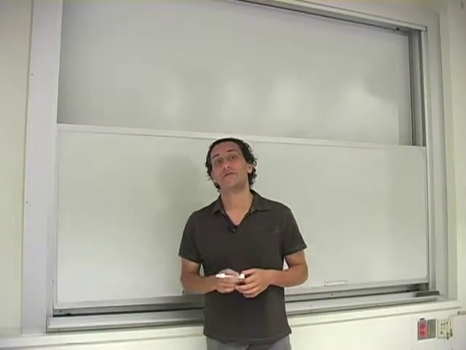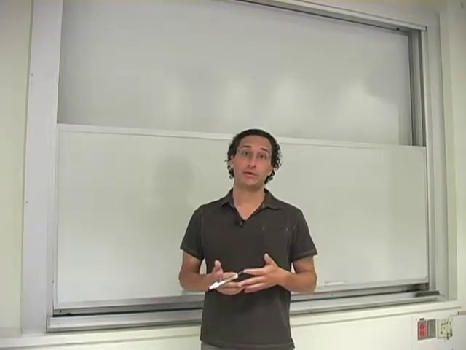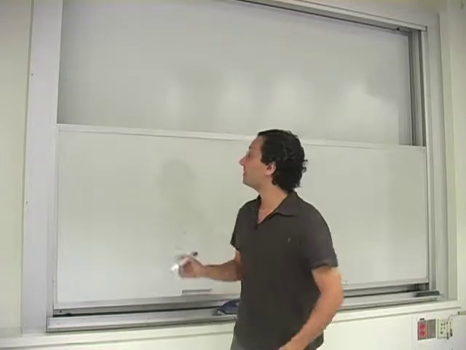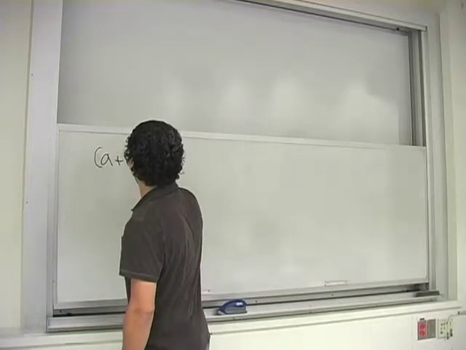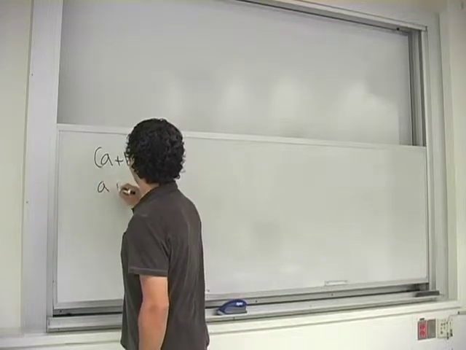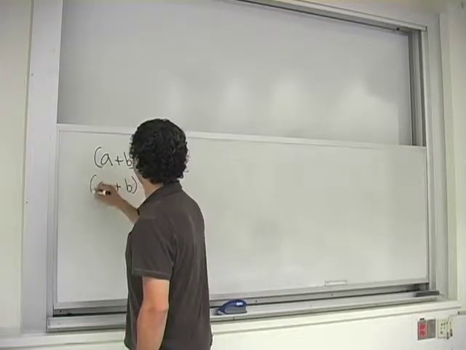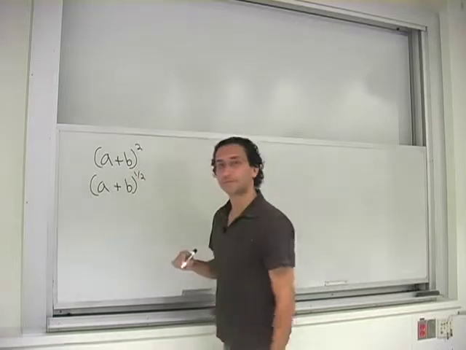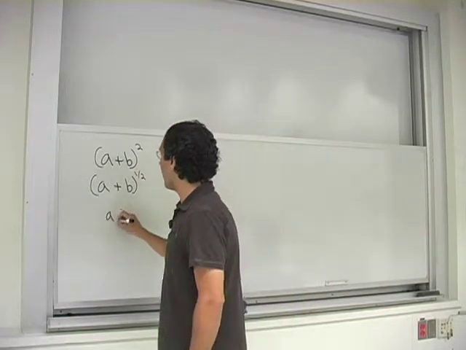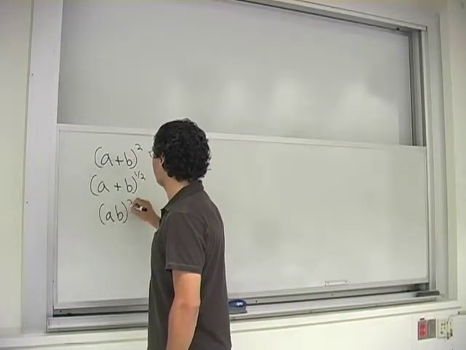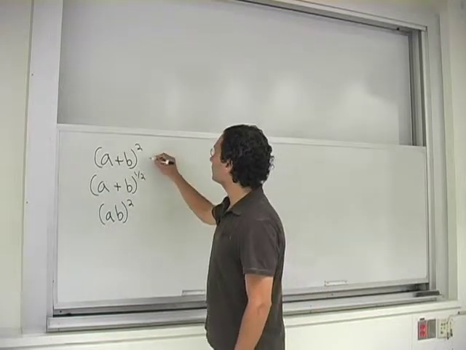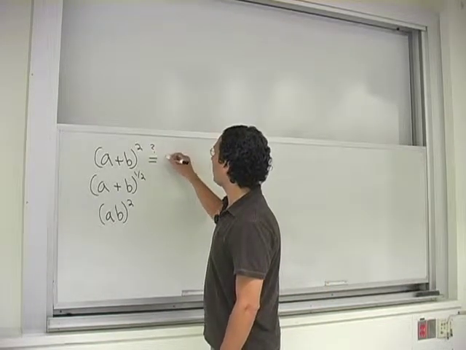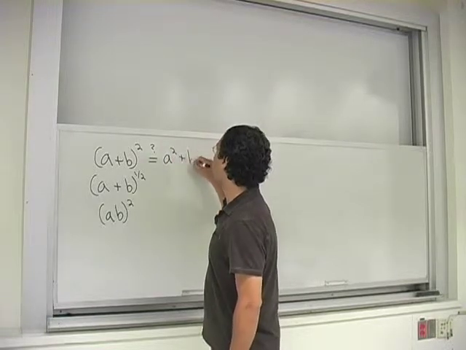Oftentimes, students are confused about when they can distribute exponents and when they can't. To give you an example, let's take a look at (a plus b) squared, (a plus b) to the 1/2, and (ab) squared. I see a lot of students who do this. They say (a plus b) squared is the same thing as a squared plus b squared.